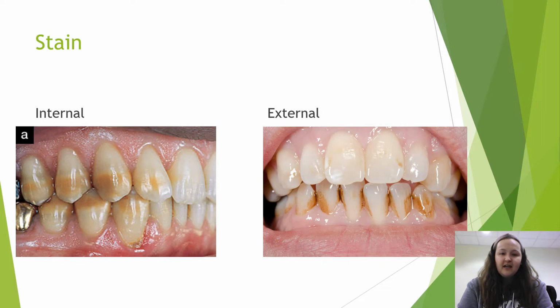So here we have examples of stain, and you can see by the 2 pictures we have examples of 2 different types of stain. We have internal and external, and I just want to give you a few minutes to look at both of the pictures and see if you see any differences.